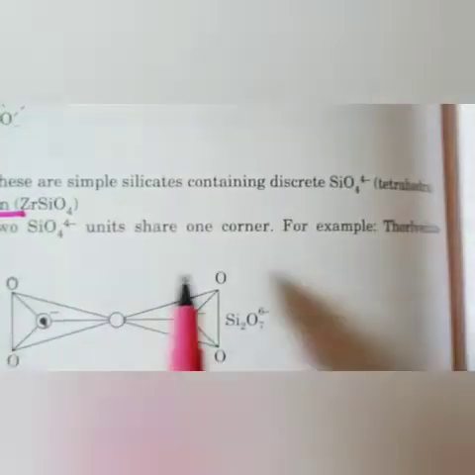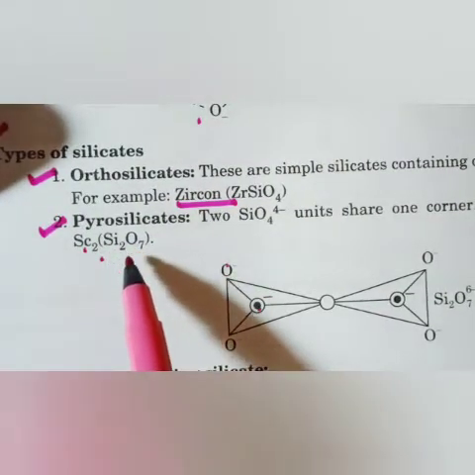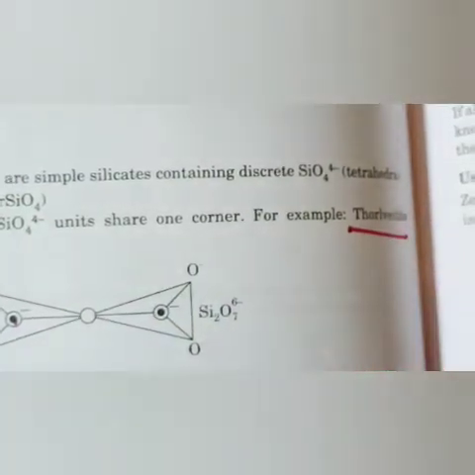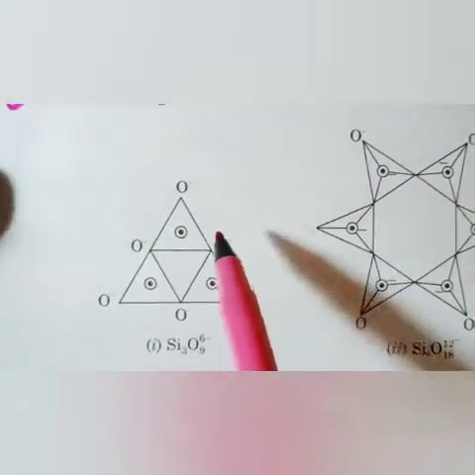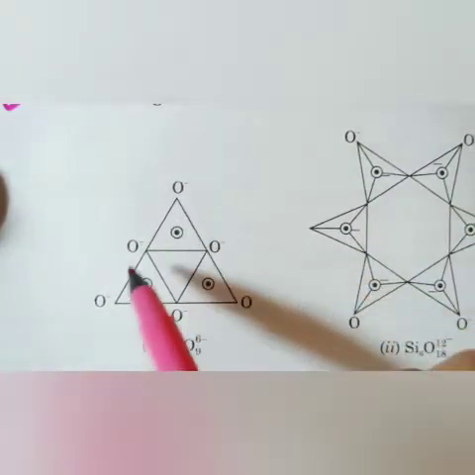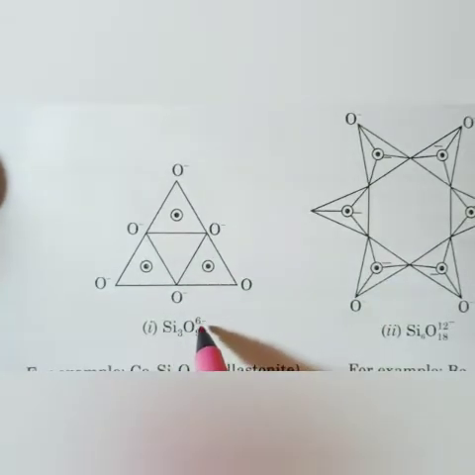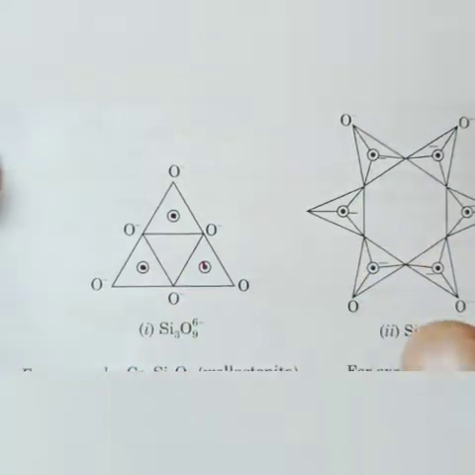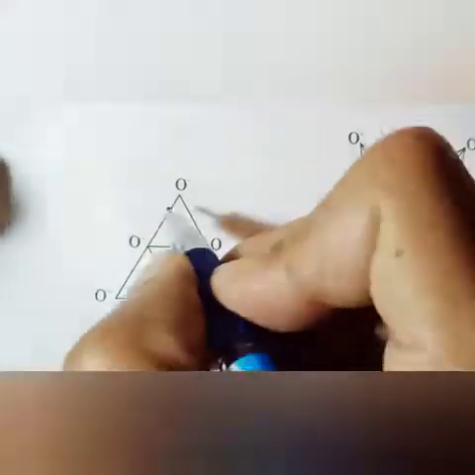So the formula will become Si2O7, which is known as thortveitite. Third is the cyclic or ring structure. Cyclic means now there will be 3 silicate units here. So you can see Si3O9 6 negative. So 1 silicate, 2 silicate, 3 silicate.